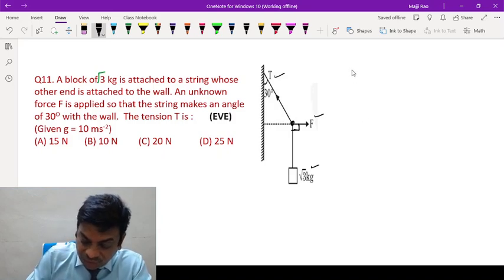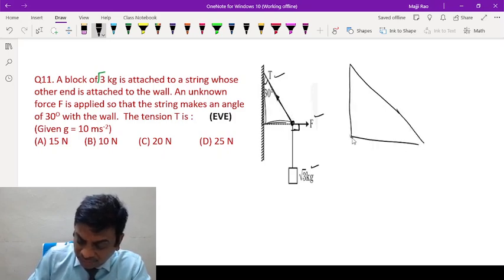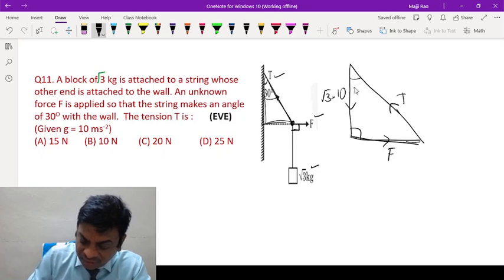So let us draw. This is tension. You can see this triangle, I'll pick this triangle itself. So this triangle will help us. This is tension here, and this is root 3 into g, g is 10, and this is F. We were not bothered about F. This angle is 30 degrees.